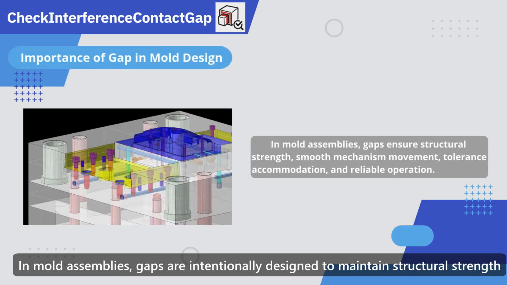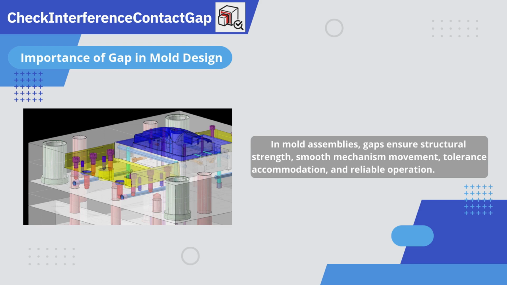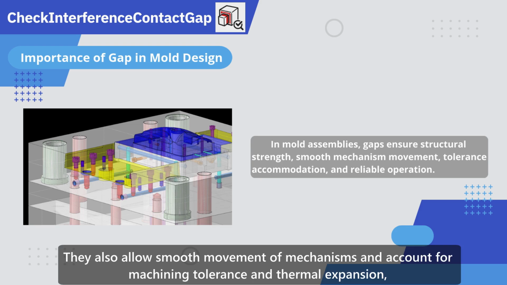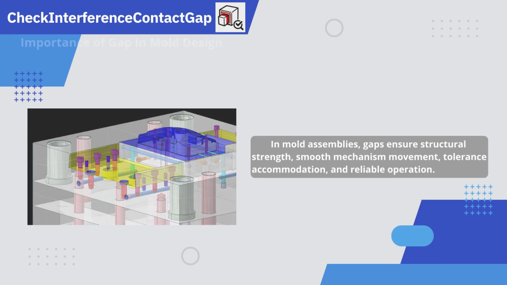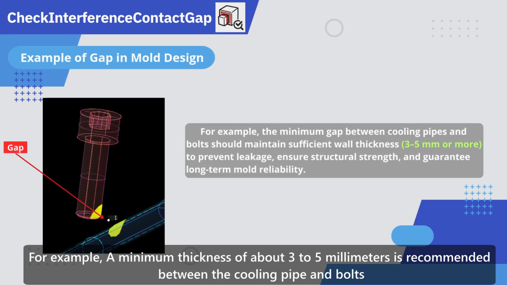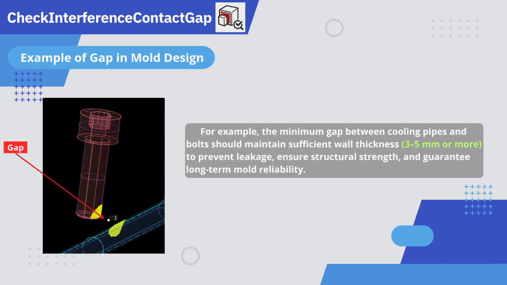In mold assemblies, gaps are intentionally designed to maintain structural strength and prevent interference between components. They also allow smooth movement of mechanisms and account for machining tolerance and thermal expansion, helping ensure stable and reliable mold operation over time. For example, a minimum thickness of about 3 to 5 millimeters is recommended between the cooling pipe and bolts to prevent leakage, maintain structural strength, and ensure safe machining.